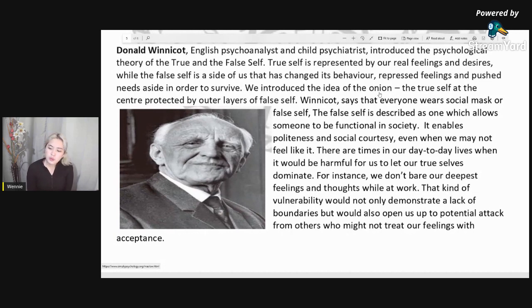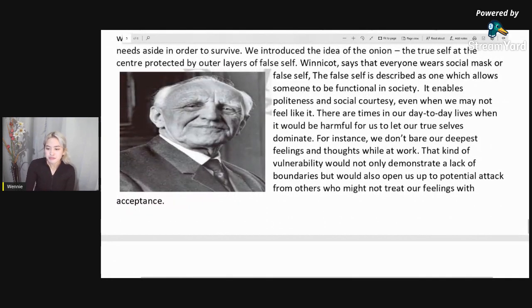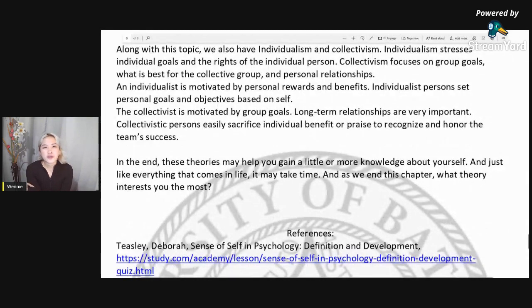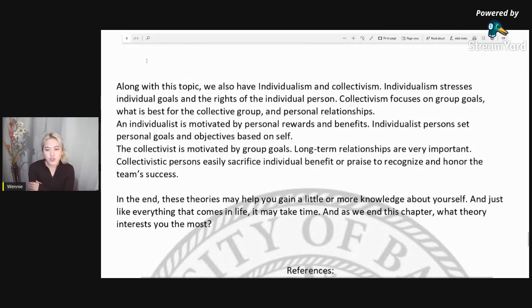So for instance, we don't bare our deepest feelings and thoughts while at work. That kind of vulnerability would not only demonstrate lack of boundaries, but would also open us up to a potential attack from others who might not treat our feelings with acceptance. For example, hindi ka pwedeng mainis sa mga utos ng nanay mo kasi hindi ka niya papayagang umalis ng bahay. So by that, your true self is hidden and you're being protected by your false self not to rebel against these orders. So along with this topic, we also have the individualism and collectivism.